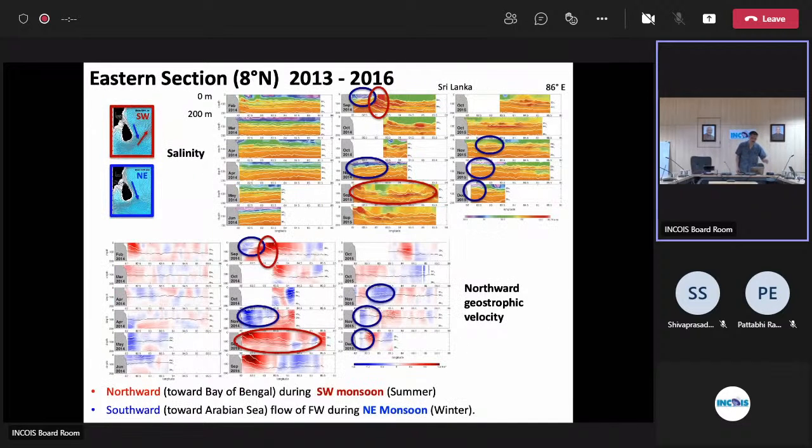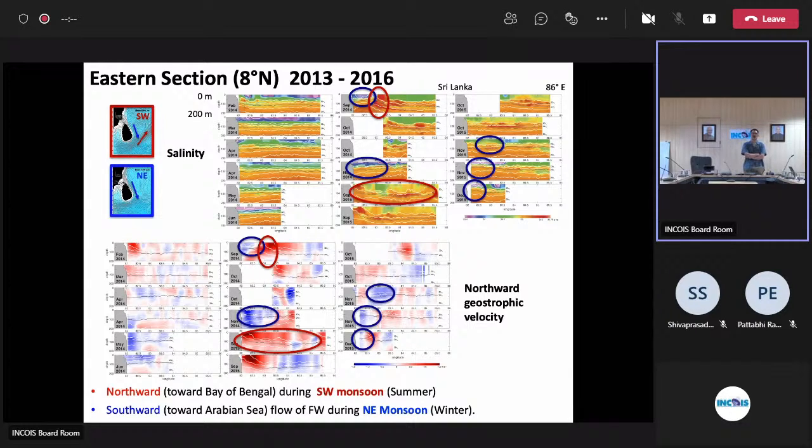Okay, so to start with, let's look at the eastern section, which is here plotted in the upper set of panels are salinities through the eastern section. All the sections are plotted. In the bottom panel, northward geostrophic velocity, where reds are northward velocities and blues are southward velocities. The red circles mark northward or southwest monsoon periods, so northward transport of Arabian Sea waters towards the Bay of Bengal in the eastern section. And the blue circles mark southward transport towards the Arabian Sea. So typically, Bay of Bengal water is moving southward going towards the Arabian Sea.